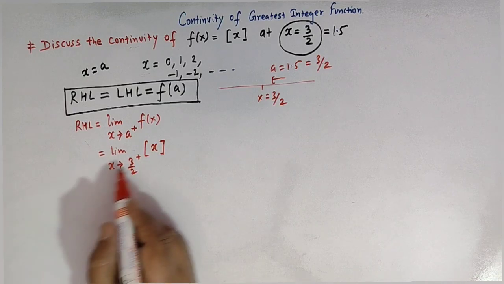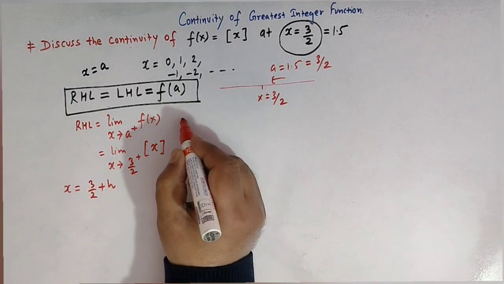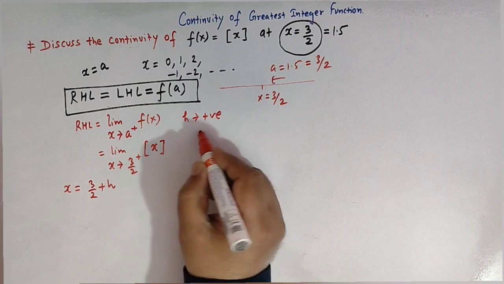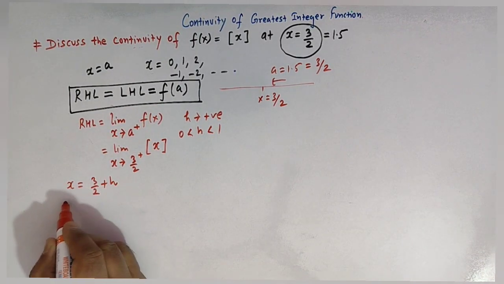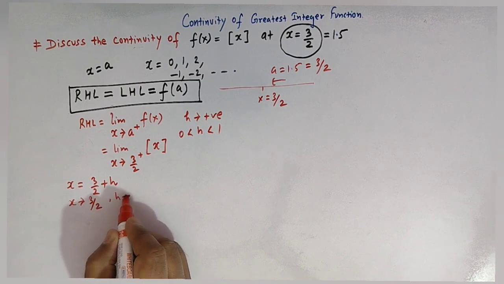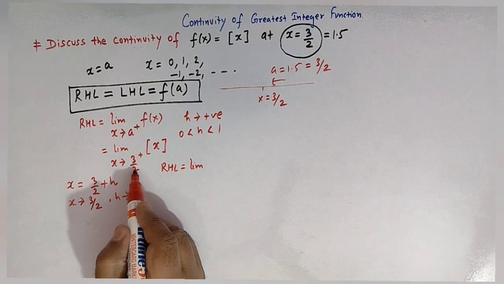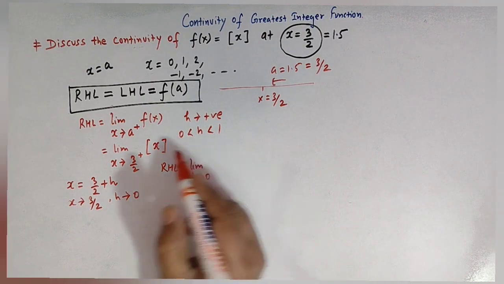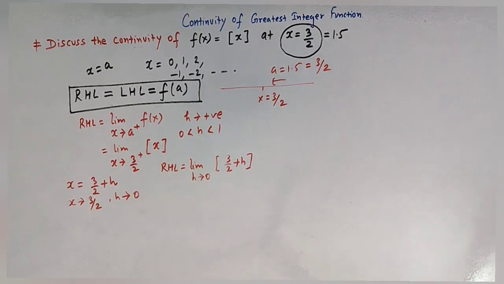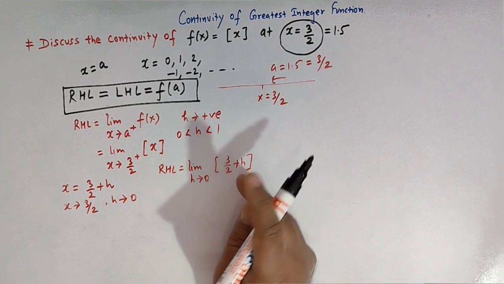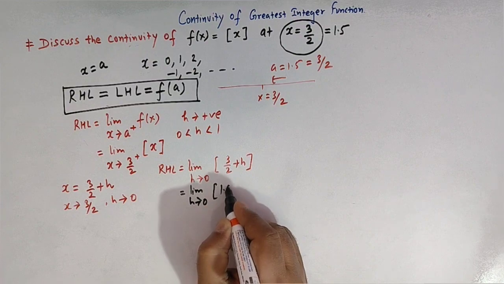So now to move further, we'll substitute x is equal to 3 by 2 plus h, right? Where h is a positive quantity, and this is a very small quantity, and it lies between 0 and 1, right? So when we take x is equal to 3 by 2 plus h, and when x tends to 3 by 2, then obviously h tends to 0, right? So now the right hand limit can be written as limit h tends to 0, and for greatest integer of x, we can now write greatest integer of 3 by 2 plus h, right? So now let us write the value of the greatest integer of 3 by 2 plus h, right? So now we can write limit h tends to 0, and here we have greatest integer of 1.5 plus h.